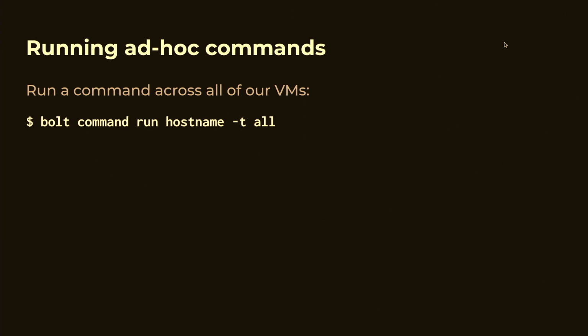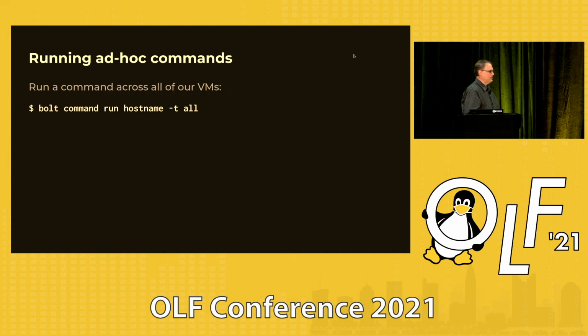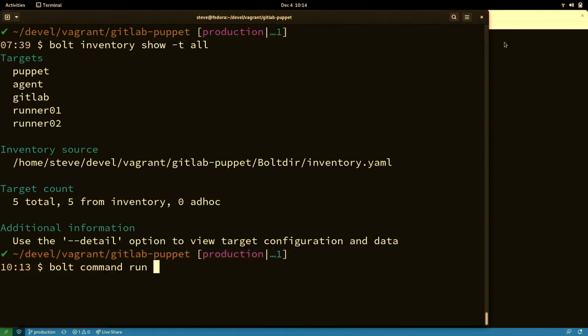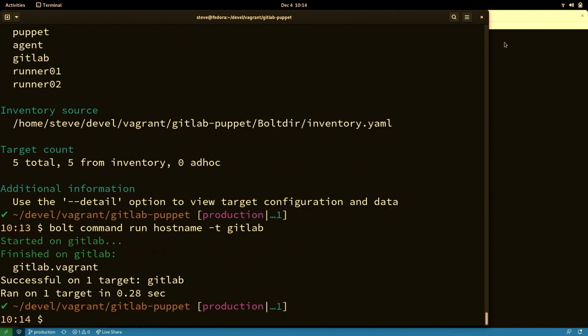All right, so now, once all this is set up, we can start to use Bolt against all those VMs. For example, if we run bolt command run hostname -t all, it will run the hostname command on all of your targets. So -t is for targets, and all is all of your targets. I can also say -t and then give it specific targets, one or more, comma or space separated. Over here, I can do bolt command run hostname -t, and there's a Gitlab target, so I can say just run on the Gitlab target. What that does is actually SSH in, run the hostname command, and then spit out the output.